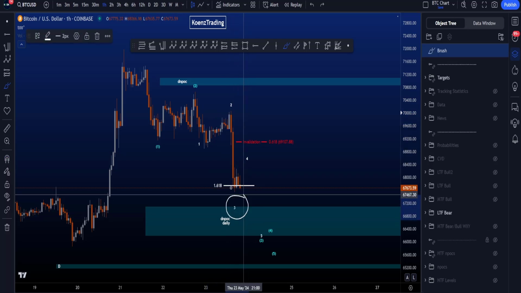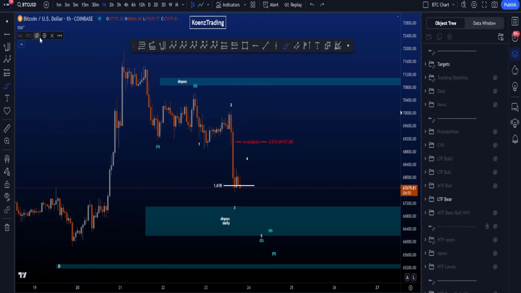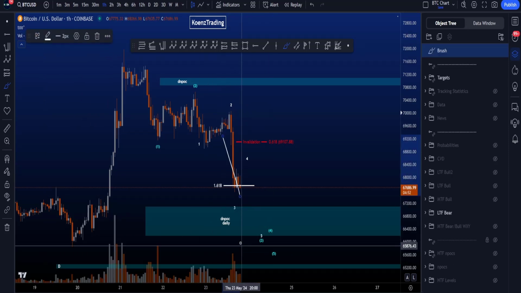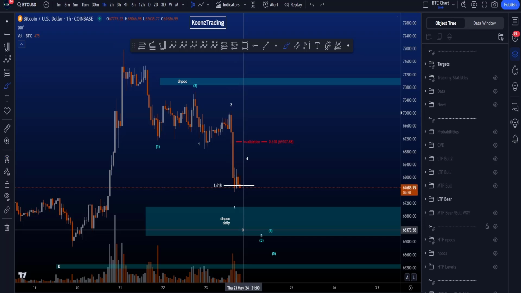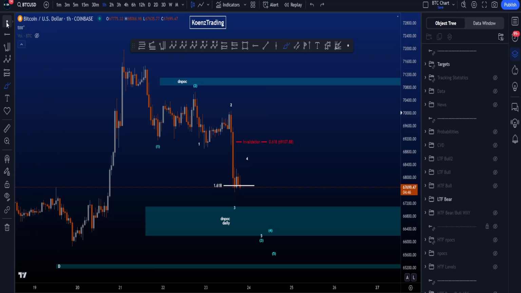A wave 3 can extend quite far, so we have to wait and see when a range is going to form. As long as price is moving towards the downside on volume, the best tip is to wait for a range to form, as a range will give us all the information that we need.